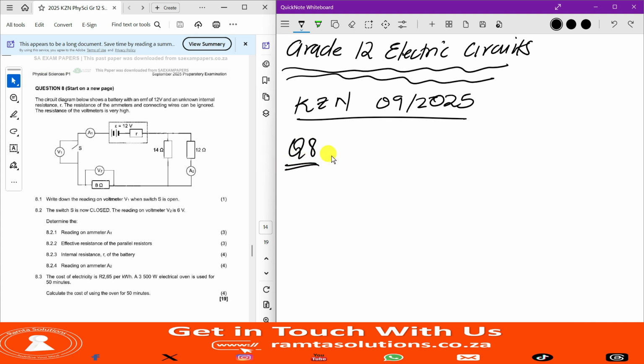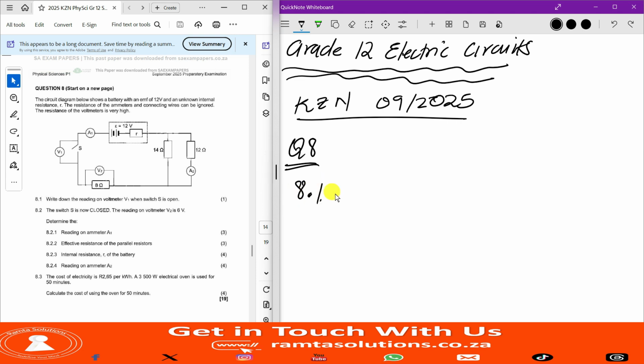Question 8. The circuit diagram below shows a battery with an emf of 12 volts and an unknown internal resistance, small letter r. The resistance of the ammeters and connecting wires can be ignored, okay? The resistance of the voltmeter is very high, meaning there is no current flowing through voltmeters. That's a fact.